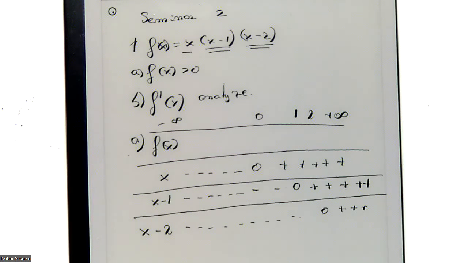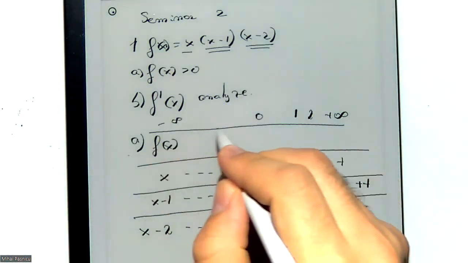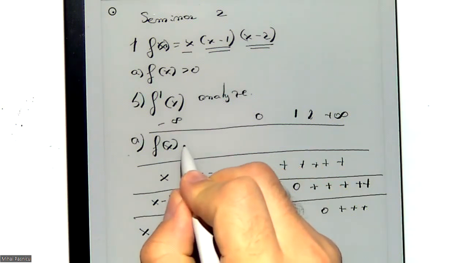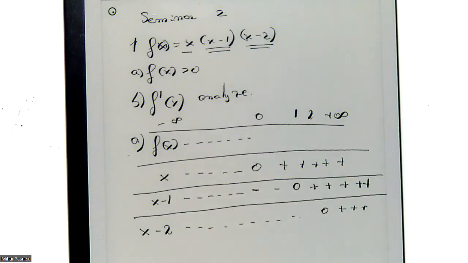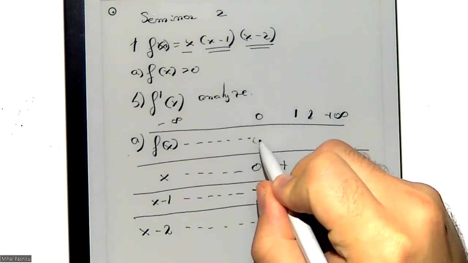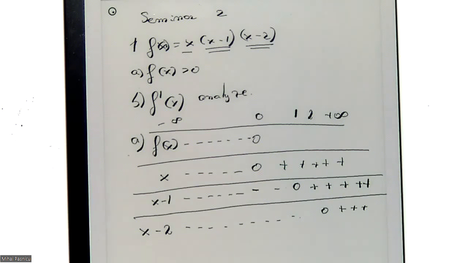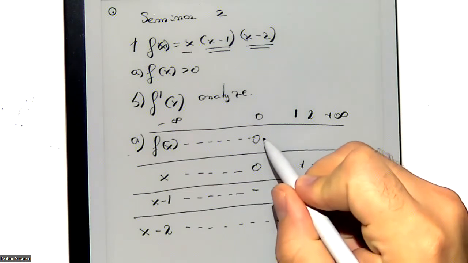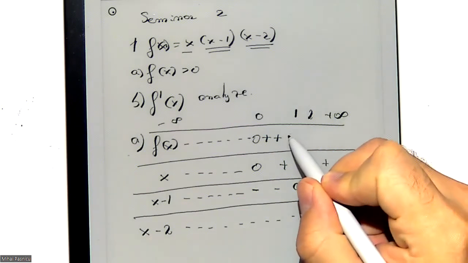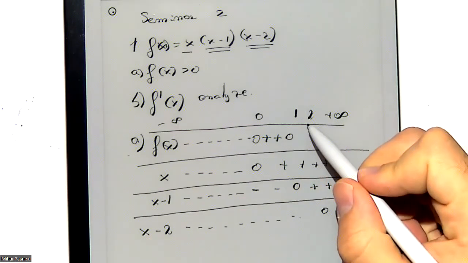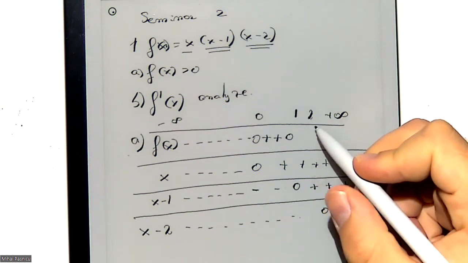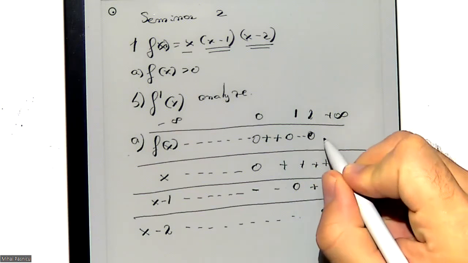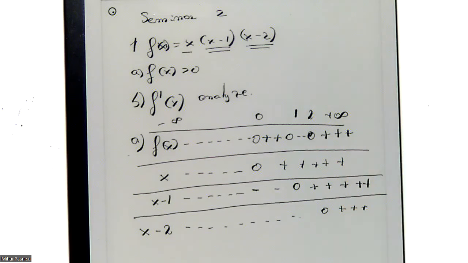So if I look up top in my case, between minus infinity and 0, I'm going to have minus times minus times minus, which is going to give me minus. I'm going to have 0 here. And then what's going to happen between 0 and 1? I'm going to have plus, minus, minus. So this is plus, plus. Another 0 here. Then between 1 and 2, I'm going to have plus, plus, minus. So this is minus, minus until 0 here again. And then I'm going to have plus, plus again towards the end.